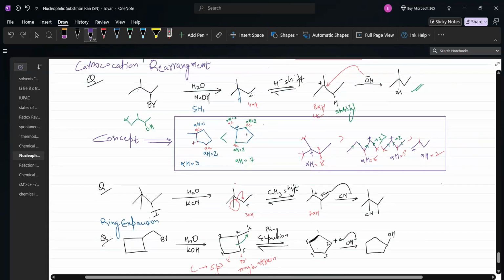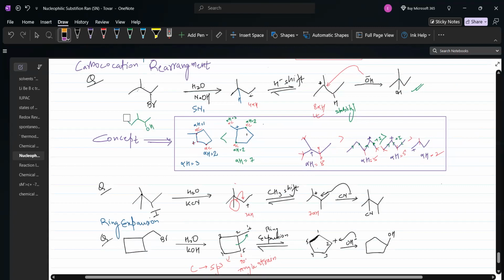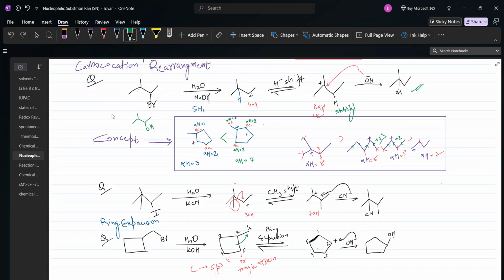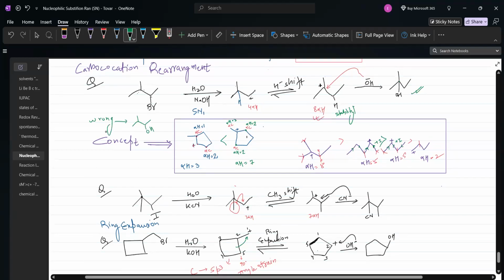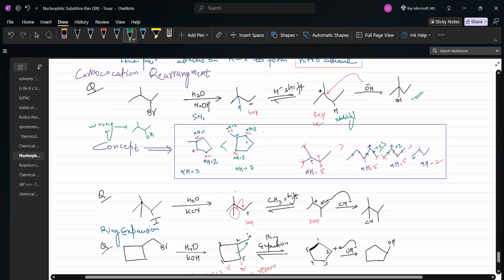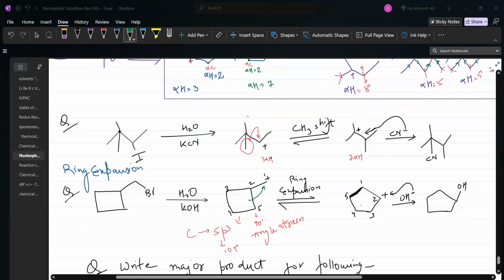Please look into this, Siddhika. You have only 1 minute left to copy this. Siddhika, do you know what is the reason of ring expansion? Why does the ring expand? Good. Okay. See, you have written the ring expansion part?